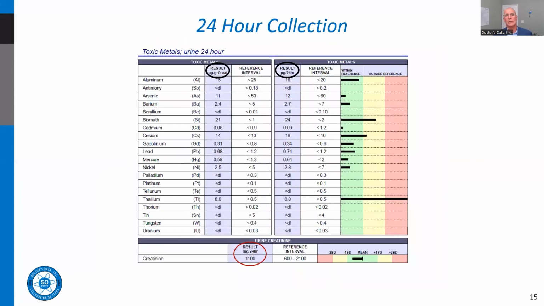Now, we do also offer 24-hour collections, maybe for those patients that you're not too fond of and you want them to drag that jug around. It's just too cumbersome and it's not necessary.